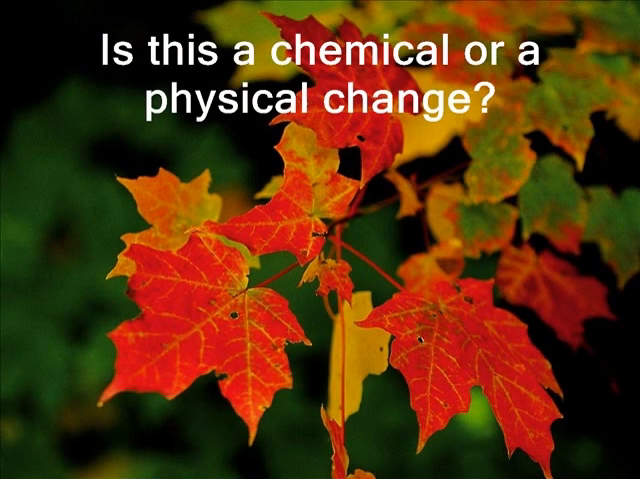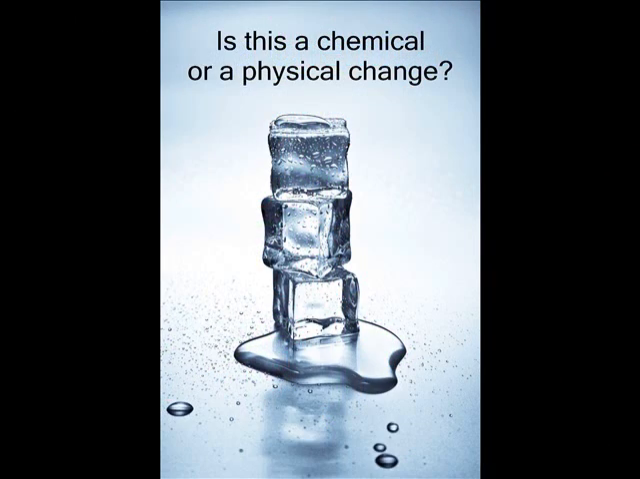Is this a chemical or physical change? Leaves changing color in the fall is an example of a chemical change. Is this a chemical or a physical change? This is an example of a change in the state of matter. Therefore, it is a physical change. Water, whether frozen or liquid, is still water.